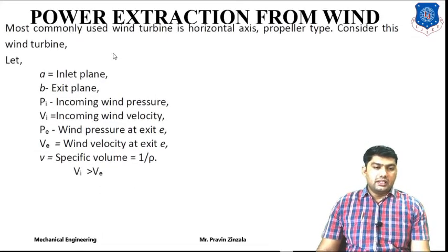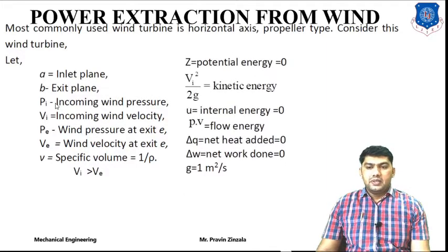Generally terms used in... incoming wind pressure, Vi is equal to incoming wind velocity, P is equal to wind pressure at the exit, V is greater than V, because Vi is equal to incoming side and V is equal to exit side.